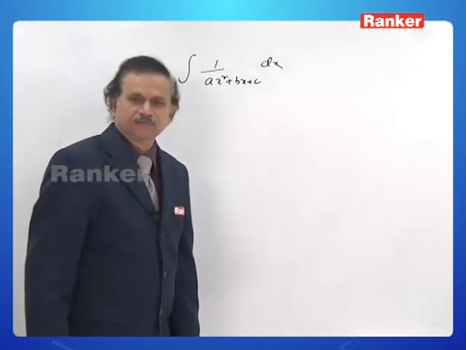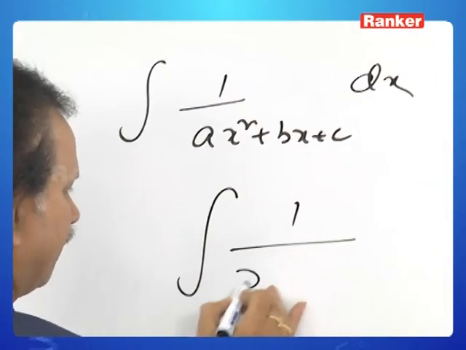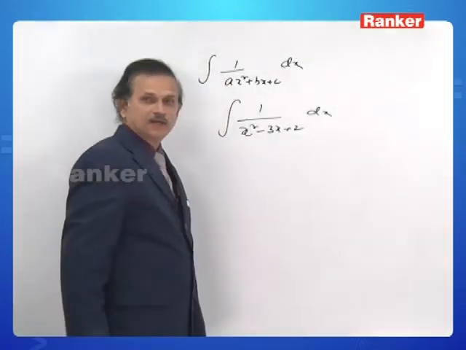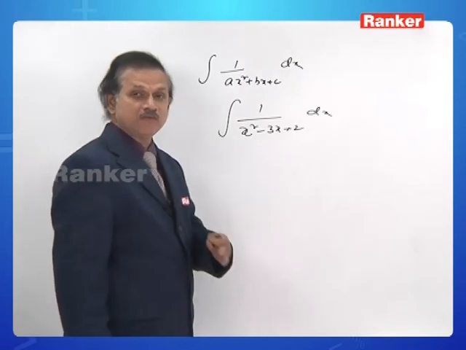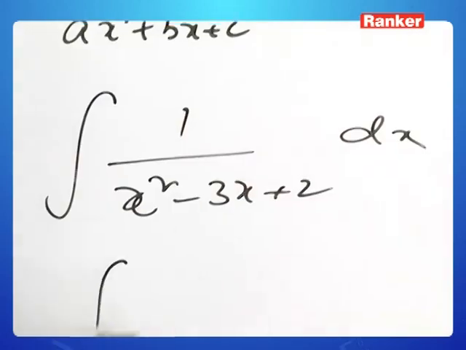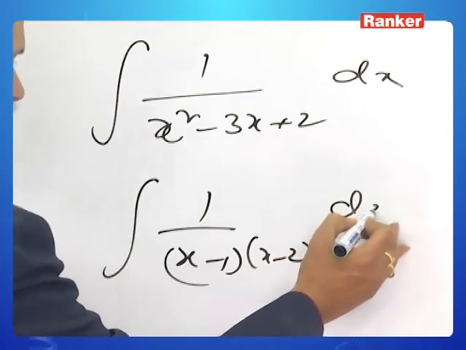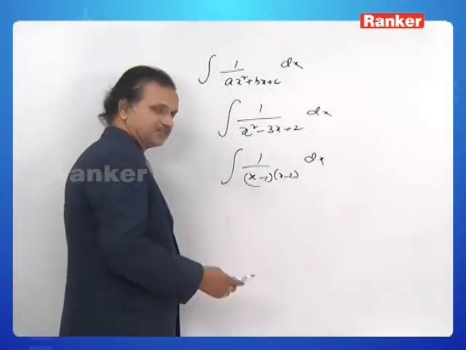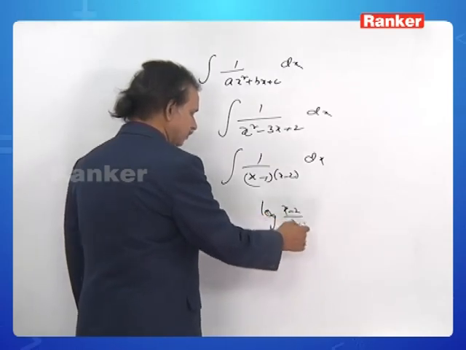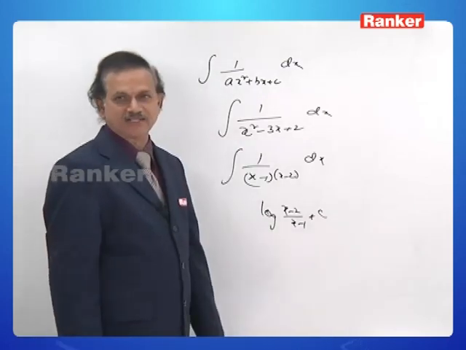Now, we take interest in dealing with this model. Integral of 1 by x square minus 3x plus 2. It is a second degree polynomial which is reducible. What I mean to say is it can be factorized. When it is factorized, it can be split into partial fractions. What are the partial fractions? 1 by x minus 2 minus 1 by x minus 1. This is nothing but log x minus 2 by x minus 1 plus c. As and when it is possible to split into partial fractions, you can do that.